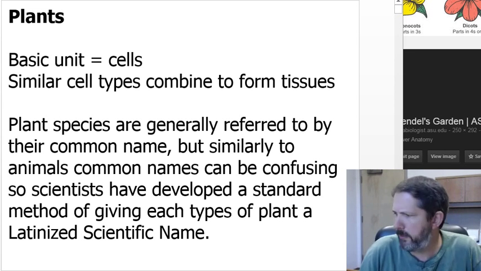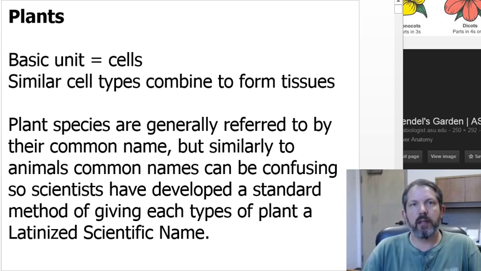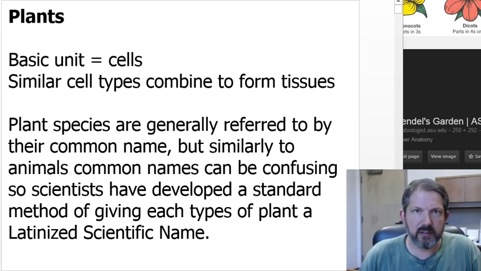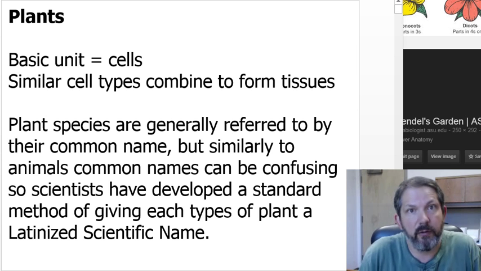Welcome to chapter 11 on plants. We're talking about plants today, and I haven't really changed the slides, we're just going to go through them again, and hopefully help explain a few things about plants, maybe tell you some things you don't know. Obviously you're familiar with what plants are all around.